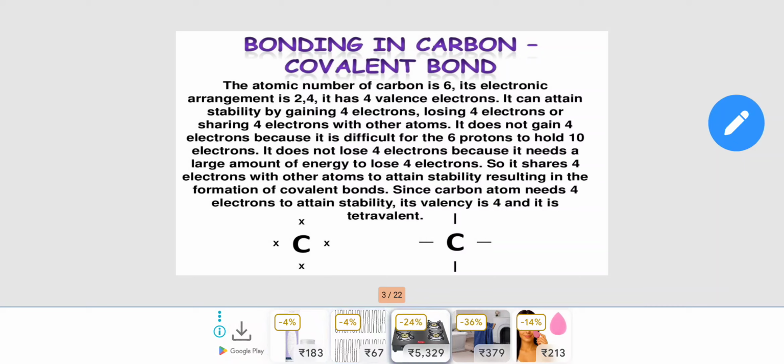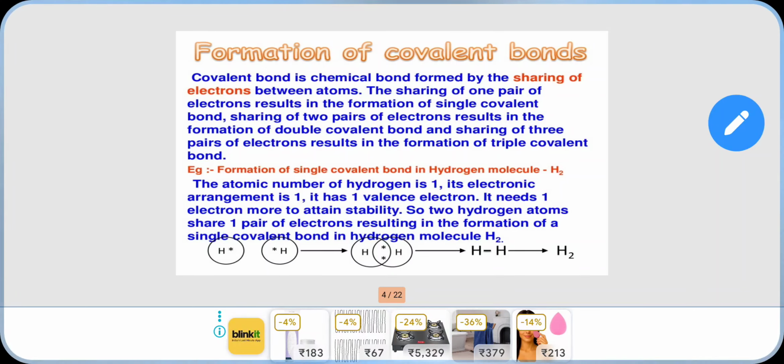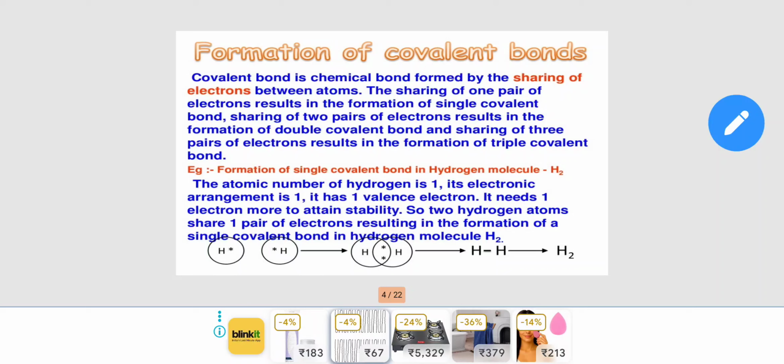Since a carbon atom needs 4 electrons to attain stability, its valency is 4 and it is tetravalent. Carbon has 4 valence electrons, so it forms 4 covalent bonds. Because of this, carbon can bond with hydrogen, oxygen, nitrogen, halogens, etc. This leads to a huge variety of compounds.